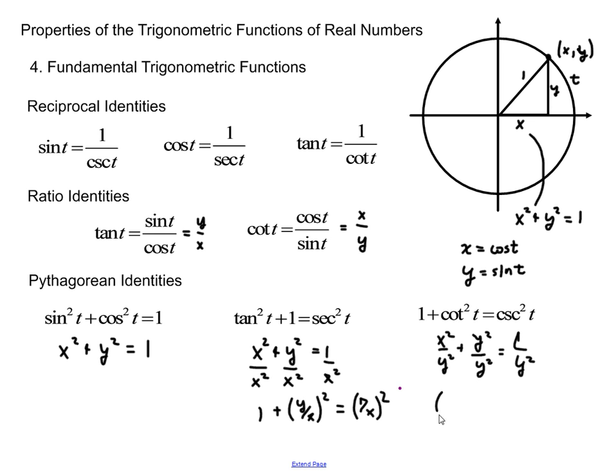X squared over y squared, well, that's x over y, which happens to be cotangent. When we square it and add it to 1, that's equal to 1 over y quantity squared, and 1 over y is the cosecant, and therefore this is our third Pythagorean identity, and that's true. All right, so how might we use these properties?